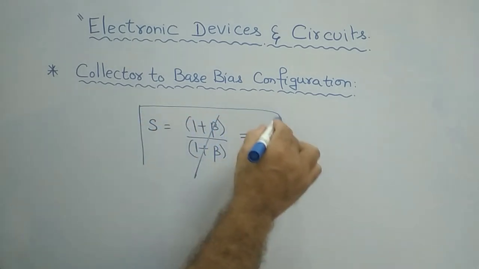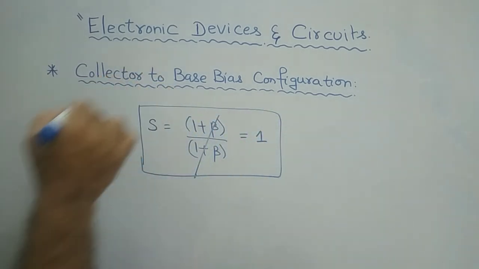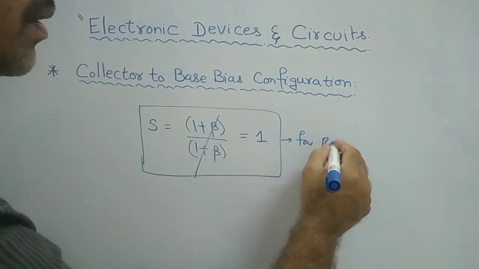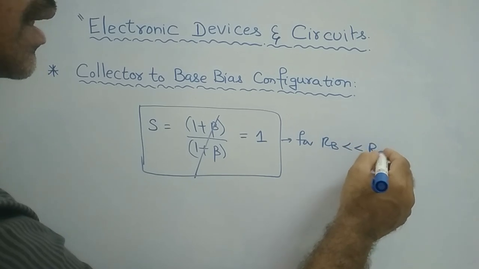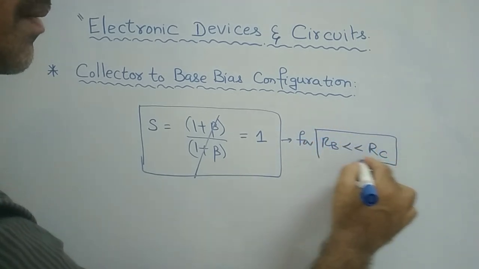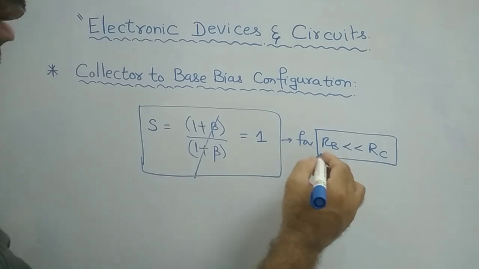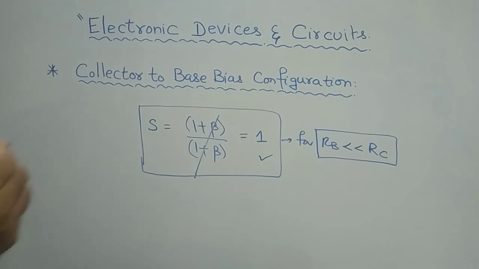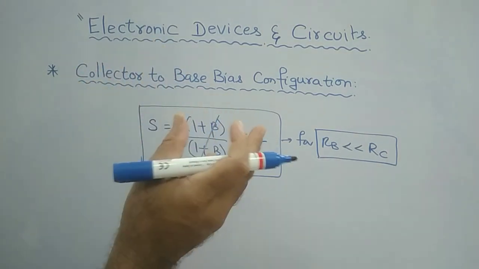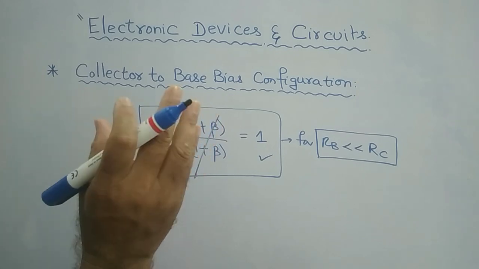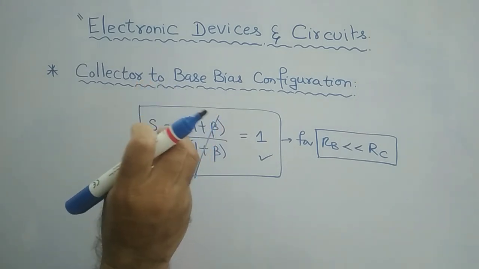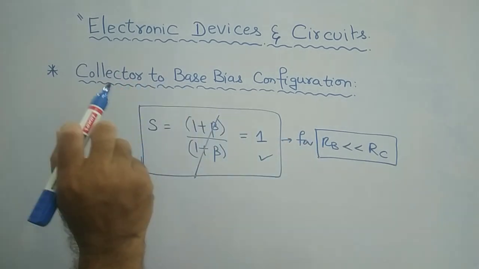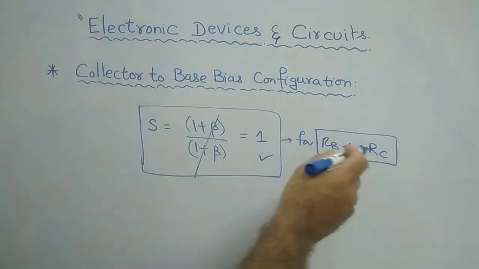Compare this stability factor with your previous fixed bias one. This is for RB very, very less than RC. This is the condition, and you must remember it. For this condition only it is 1, otherwise no. Therefore, while selecting the transistor circuit under collector to base bias, we must choose the value of RB in such a way that it must be less than RC.